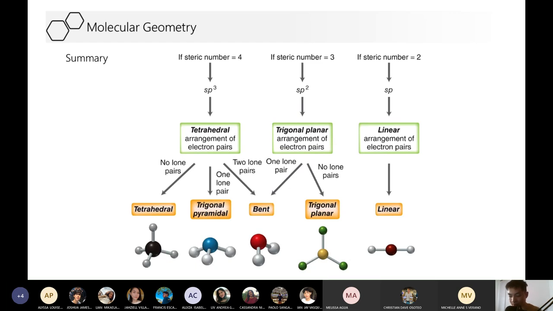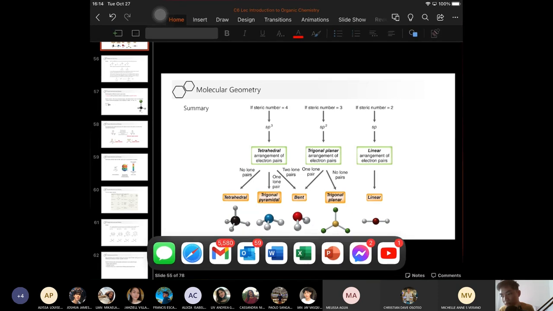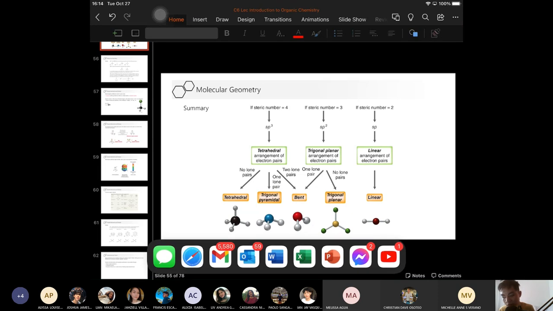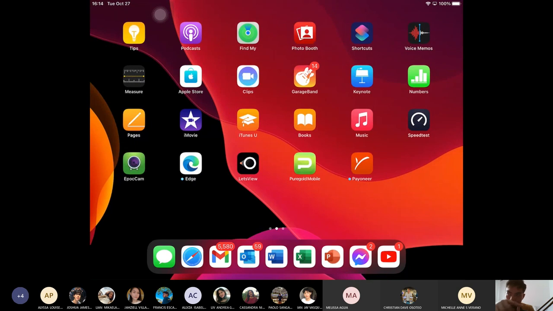So, for next meeting, we will discuss alcohols. The properties of alcohols and their naming, paano pinapangalanan yung alcohol. So, madi-discuss natin yun next meeting.